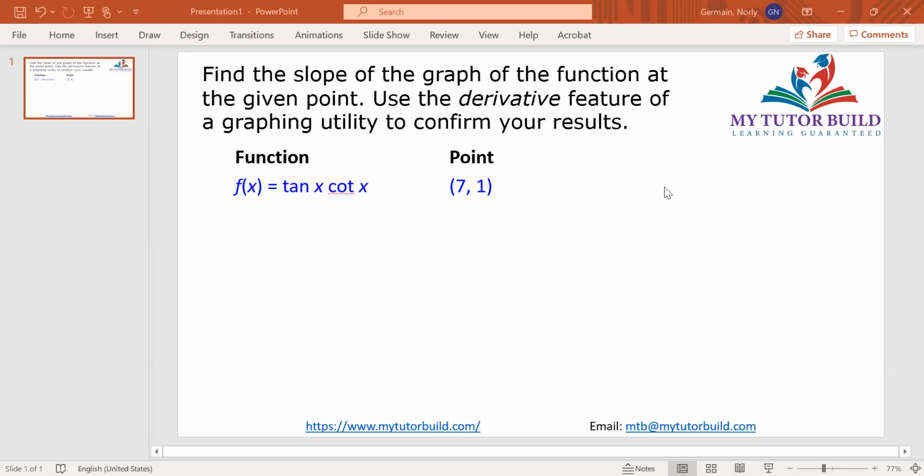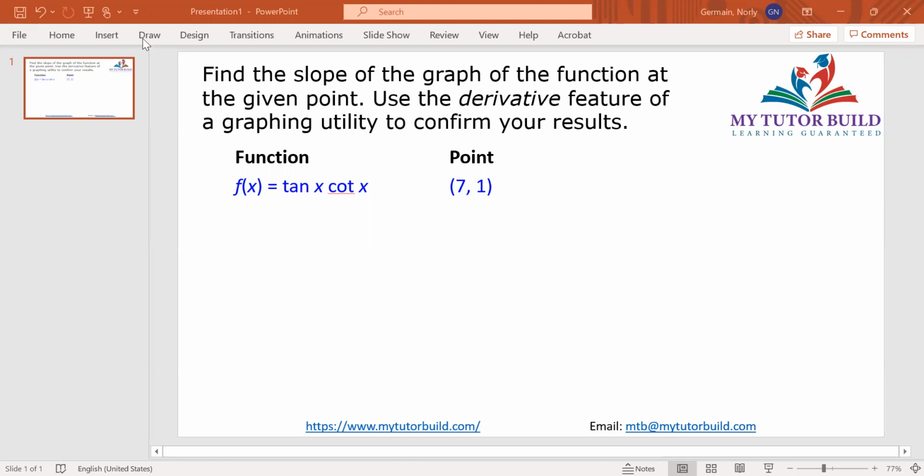In this video, we're going to find the slope of the graph of the function at the given point. We're going to use the derivative to find the slope of the graph. One of the things you need to remember anytime you're looking for the slope is that you need to first find the derivative of the function.